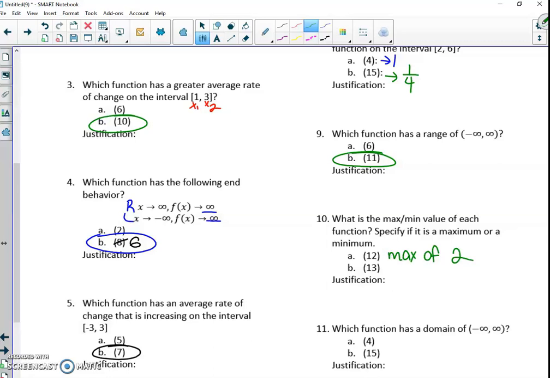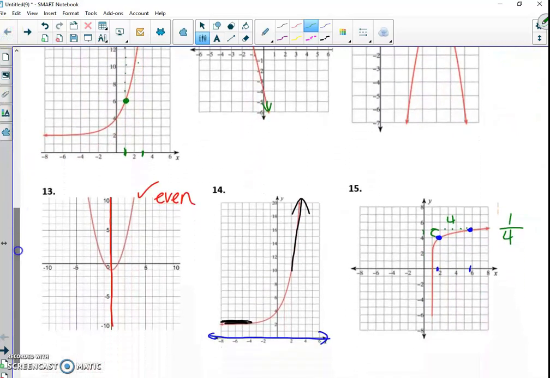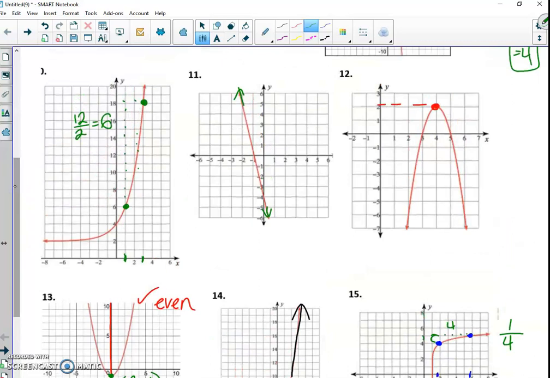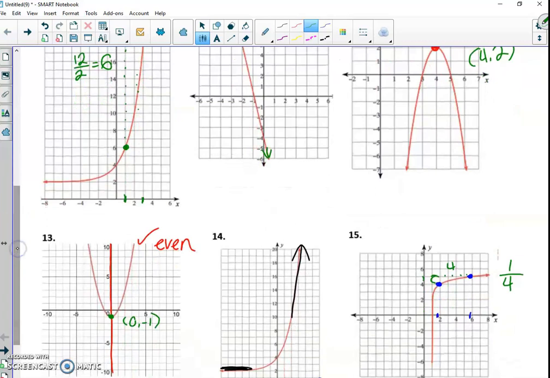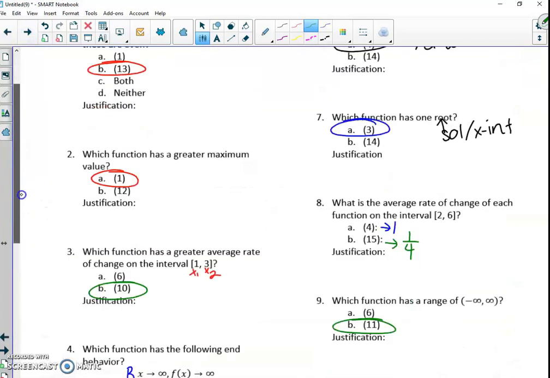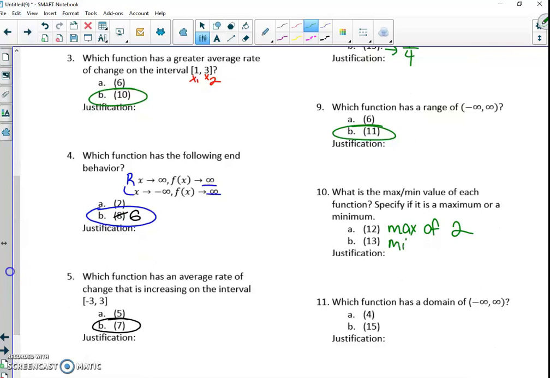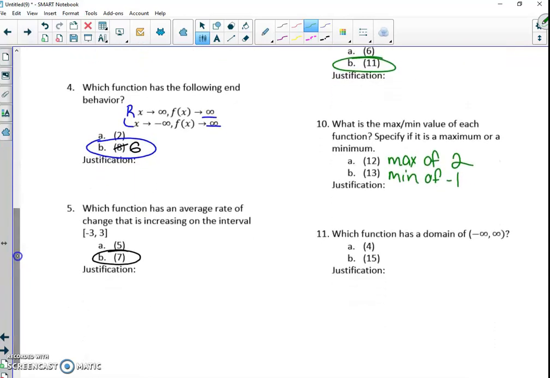Okay, and then function 13. This is definitely a minimum value, right? So this is a minimum value, and that's down at -1. So this is the point 0, -1, and this one was the point 4, 2. But when it's asking about maximum, most of the time it wants to know the actual y value. So the maximum this one goes is 2, and the minimum this one goes is -1. So let me fill that in. Min of -1.